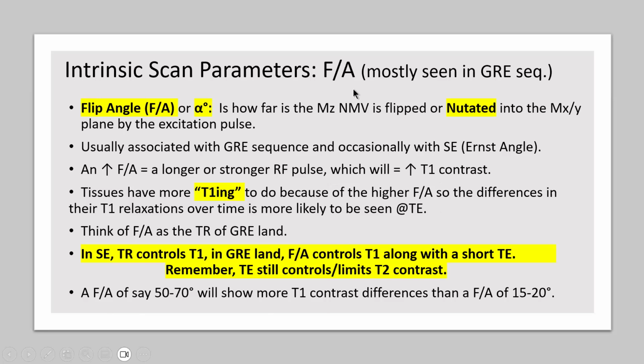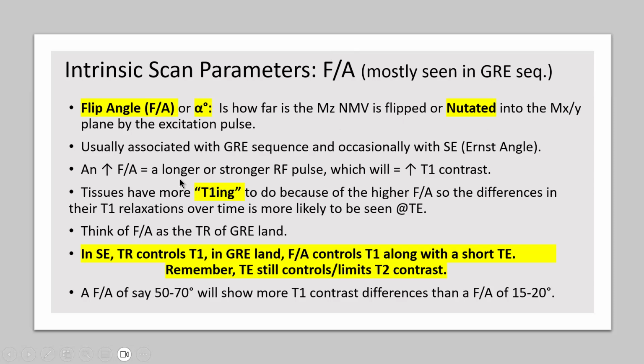Another intrinsic parameter is your flip angle. 99.9% of the time when you hear or see flip angle, you're talking about a gradient echo pulse sequence. So you might see the term flip angle, you might see F/A for flip angle, or you might see this funny alpha with a little zero for angle, okay? All three of these mean the same thing, and that's called the nutation angle. How far are we knocking those vectors from MZ into MXY?